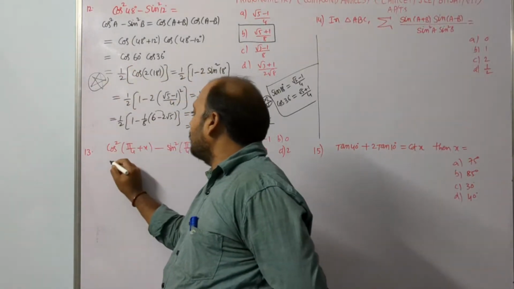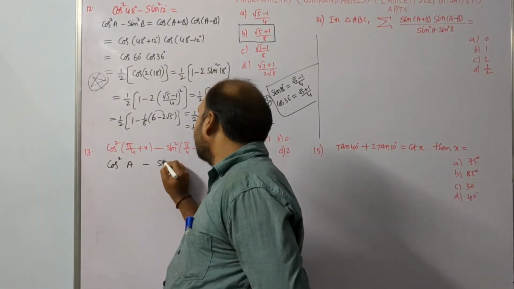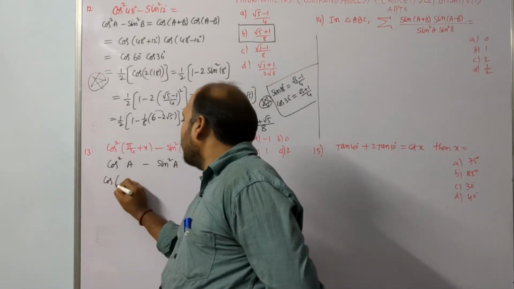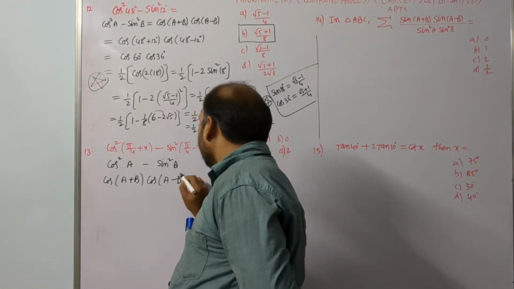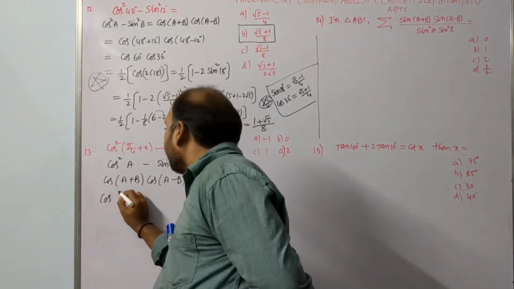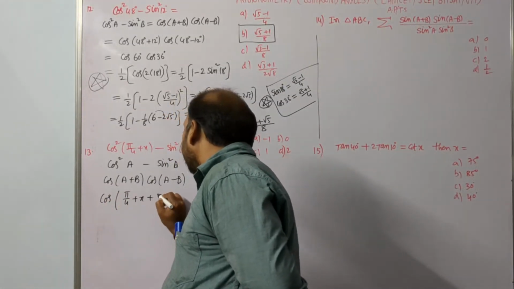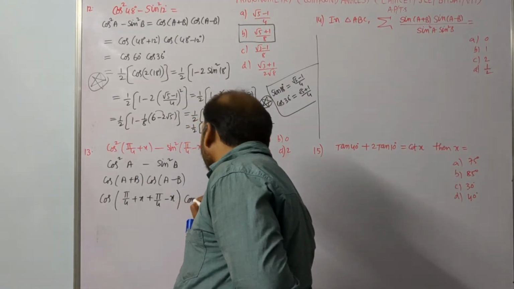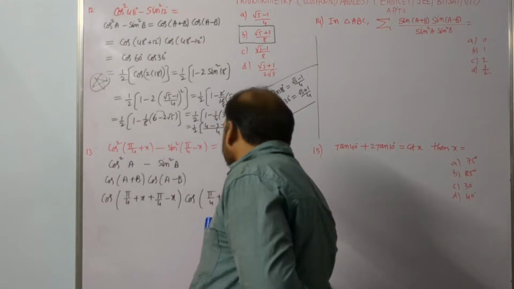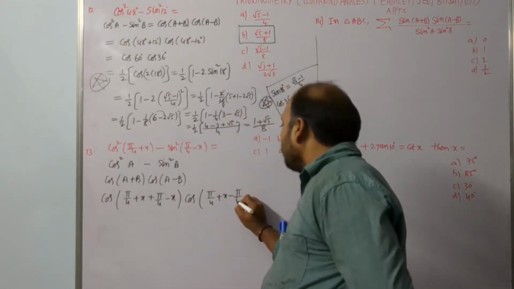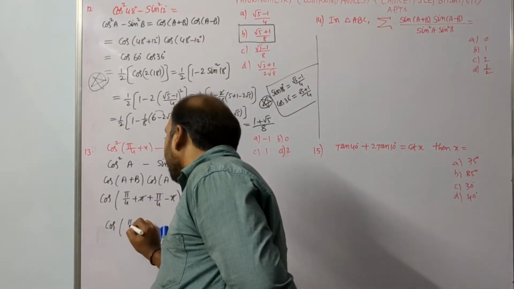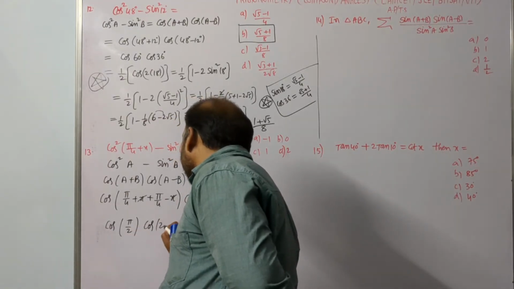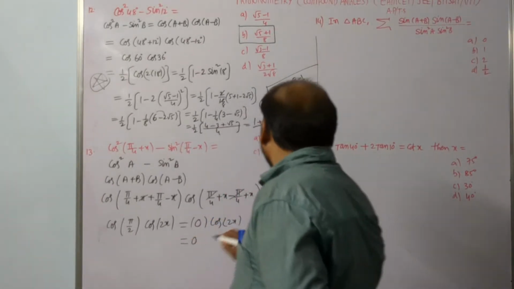Again, same formula, cos square A minus sin square A. So cos of A plus B into cos of A minus B. So cos of pi by 4 plus x plus pi by 4 minus x into cos of pi by 4 plus x minus pi by 4 plus x. So cos pi by 4 plus pi by 4 is pi by 2 into cos 2x. Cos pi by 2 is 0. 0 into cos 2x, so that also 0. I hope you understand this, students.